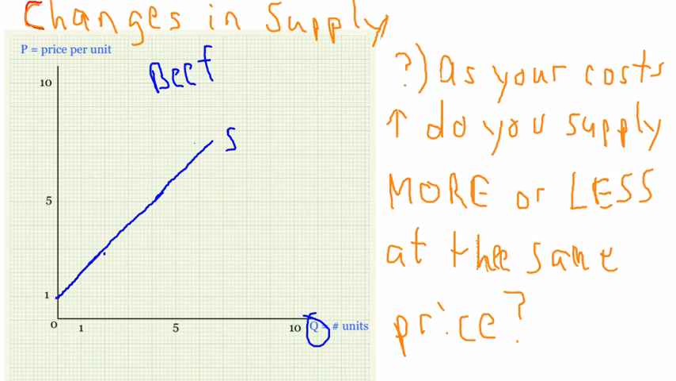Now let's look at what happens when cost of production falls. So what I'm going to do now is I'm going to come over here, and we're not asking what happens when cost rises anymore. We're asking what happens when costs fall. And we're going to ask a very similar question. We say, as your cost of production falls, do you supply more or less at the same price?